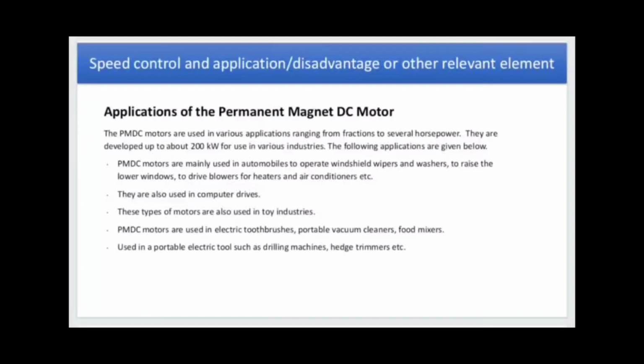PMDC motors are mainly used in automobiles to operate the windshield wiper and washer, to raise and lower windows, and to drive blowers for heaters and air conditioners. They are also used in computer drives. This type of motor is also used in the toy industry. PMDC motors are used in electric toothbrushes, portable vacuum cleaners, and food mixers. They are used in portable electric tools such as drilling machines and hedge trimmers.